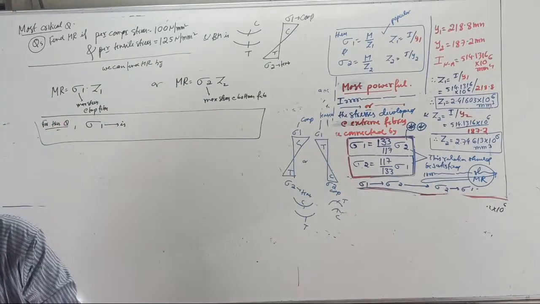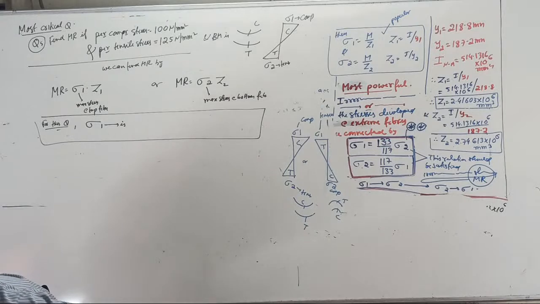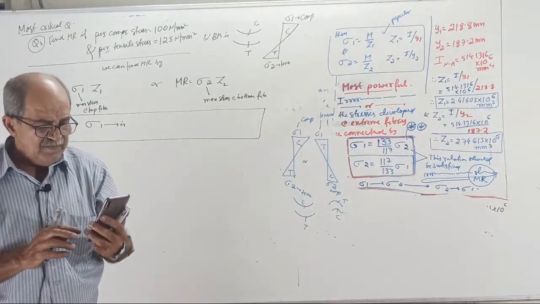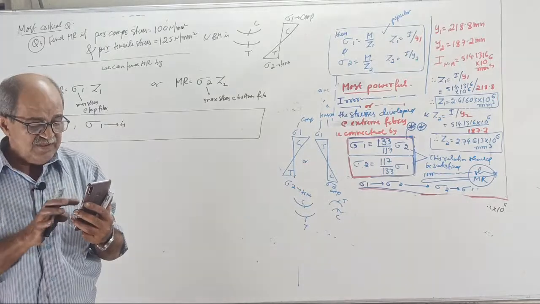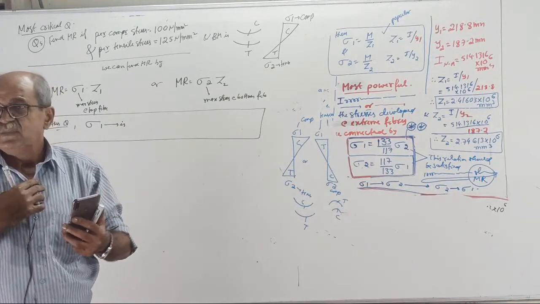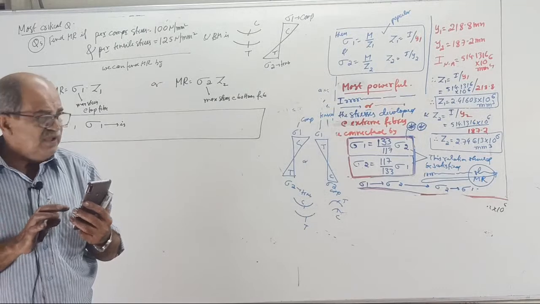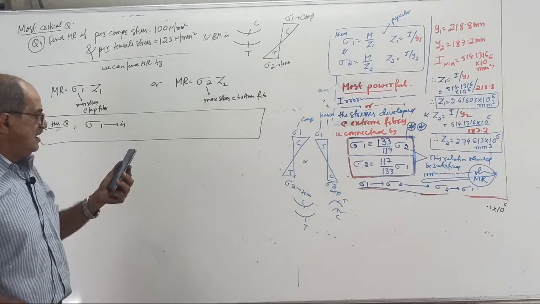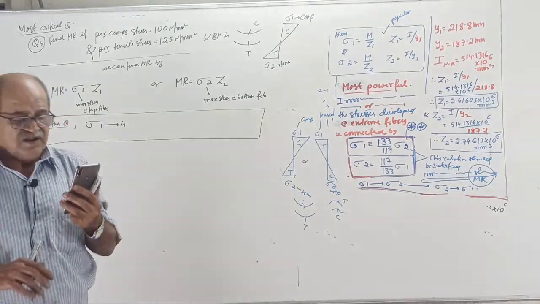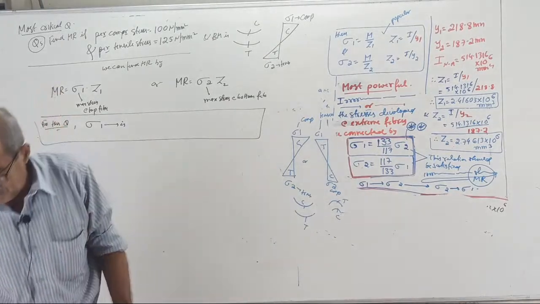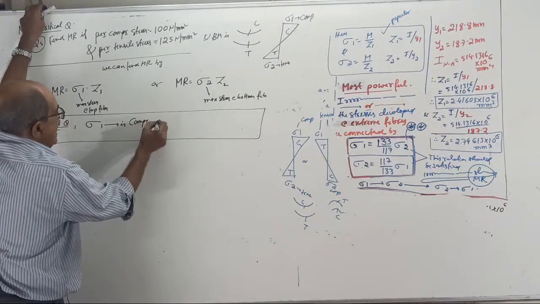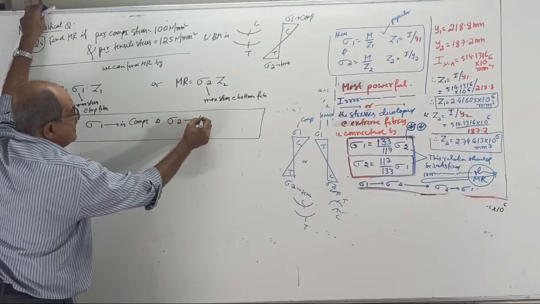They told sagging BM. So for this question, sigma 1 is what? They did not say hogging, now they are telling sagging BM. For question number 5, is sigma 1 compression or tension? Sigma 1 is compression, and sigma 2 is tension.